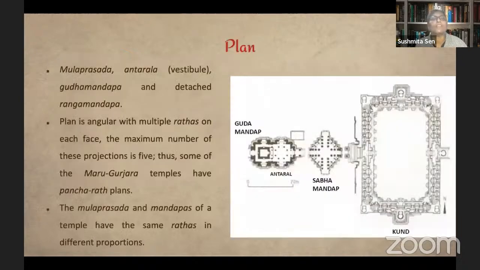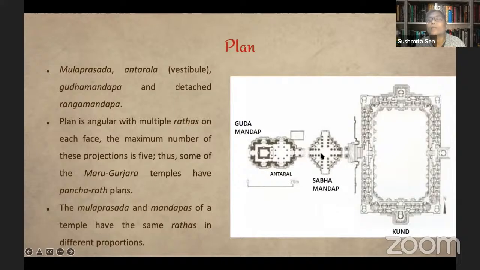So this is the plan of the temple. This is the Mool Prasad or the Garbhagriha, and then attached was the Guha Mandap, which was attached to the Garbhagriha, and it was again a pillared hall. It was all set up on a big plinth, and then there is a stairway which goes down, and again the Sabha Mandap or Nata Mandap, which you reach by a flight of steps.